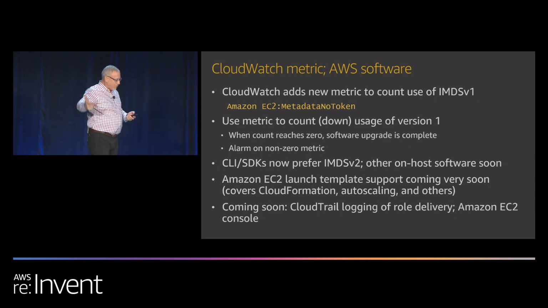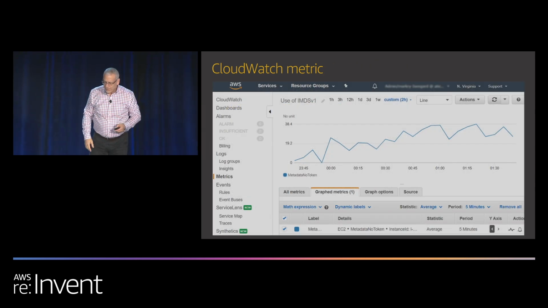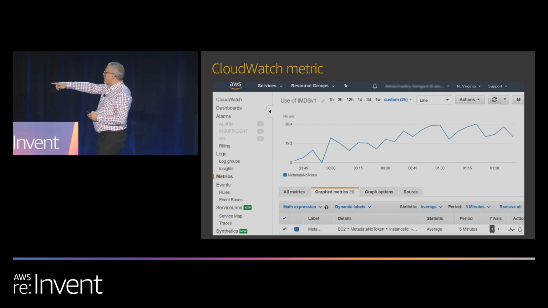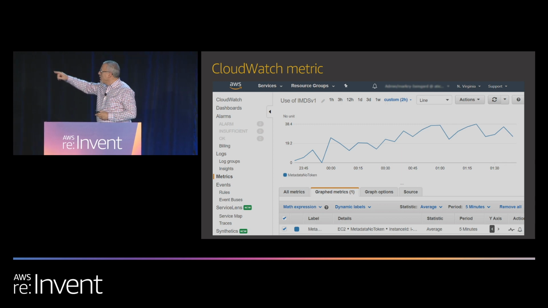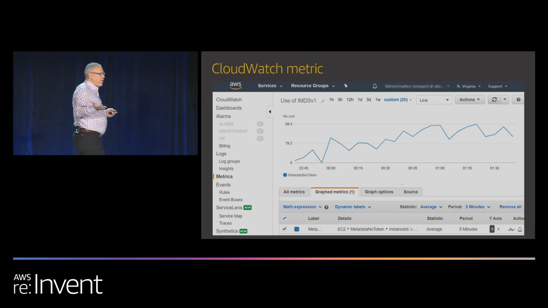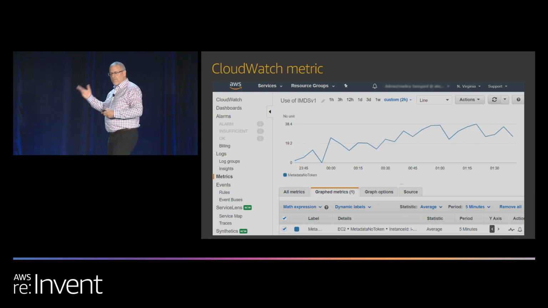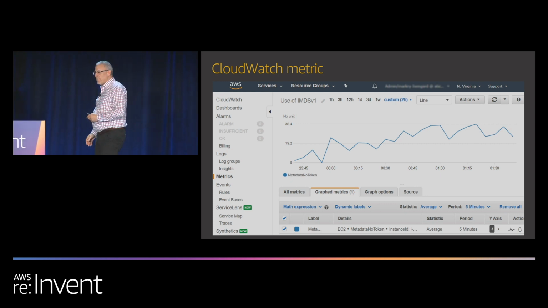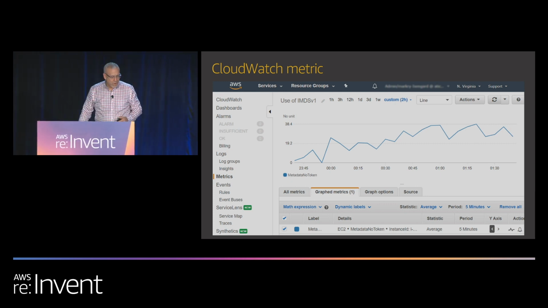CloudWatch metrics. You can use it to count. I'll fast forward to that for a second. So this is what it looks like. For any given instance, I can look at this metric, EC2 metadata no token, and I can see the number of calls per minute, and I could even alarm on that. Like if I'm at a place in my migration where I want everybody to use version 2, I can set alarms on that, and if any software happens to still be out there calling version 1, I can get an SNS notification, whatever, any type of alarm or metric that you want to do with CloudWatch.